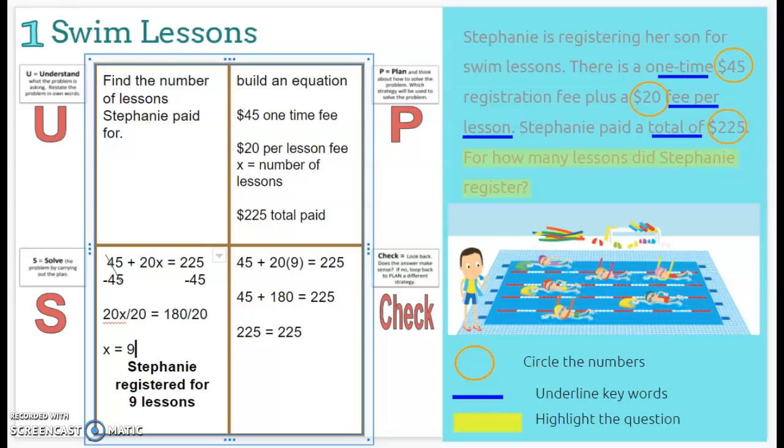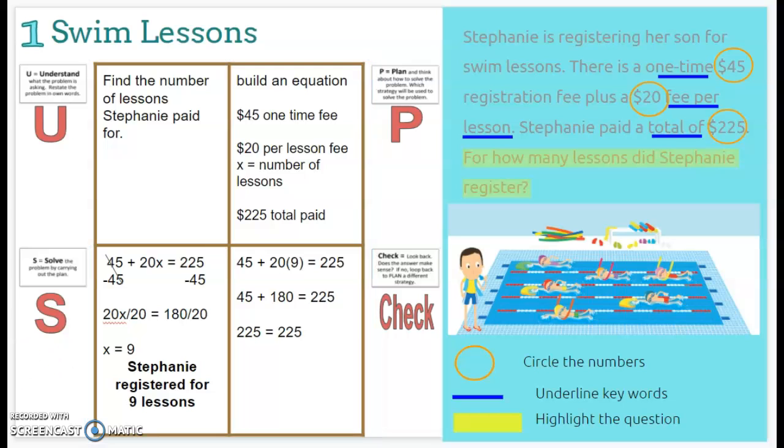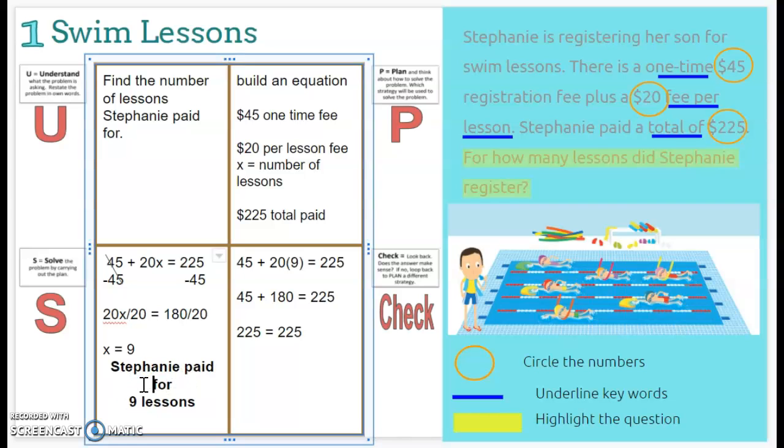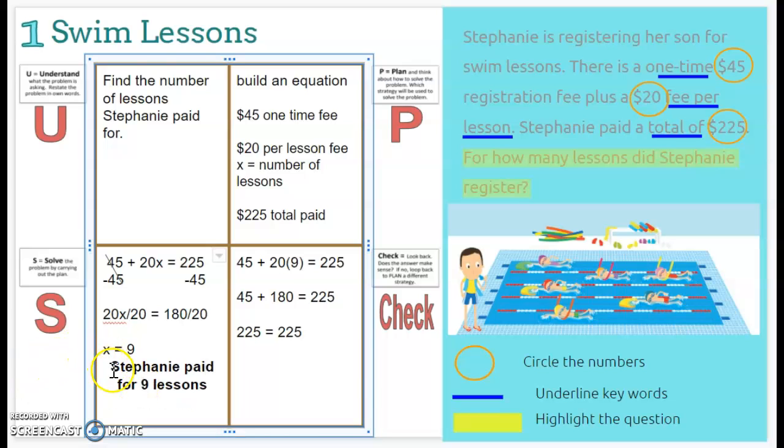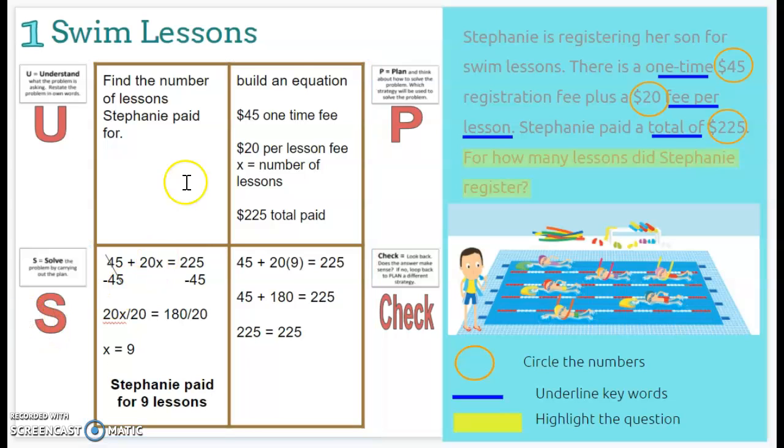Okay, and that is how you use the UPS check. You put what you're trying to find, you restate it, the number of lessons she paid for. You can say registered or Stephanie paid for. You can say paid, registered, paid. Either one is fine. Either one is okay on here. So they're both all right.